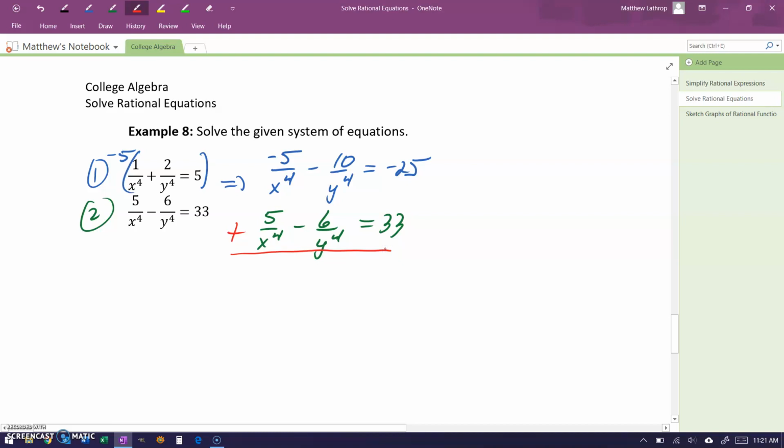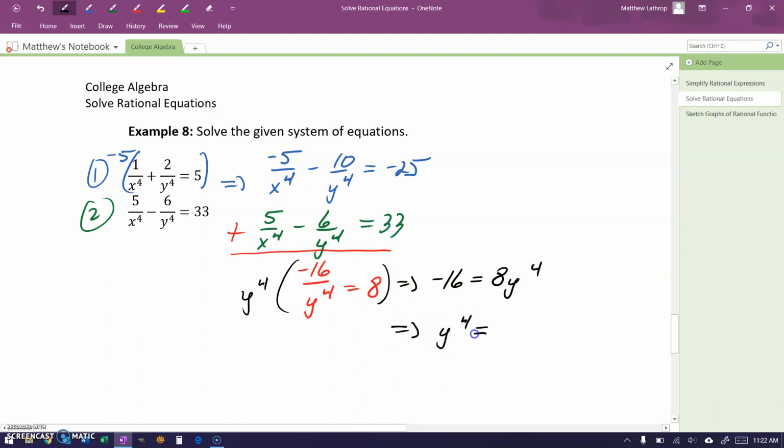Adding those two resulting equations together, our terms with the x variable will cancel out, leaving us with, not 4, sorry, we would end up with negative 16 over y to the 4th is equal to 8. We would multiply both sides by that common denominator of y to the 4th, which would give us negative 16 is equal to 8y to the 4th, or y to the 4th is equal to negative 2.